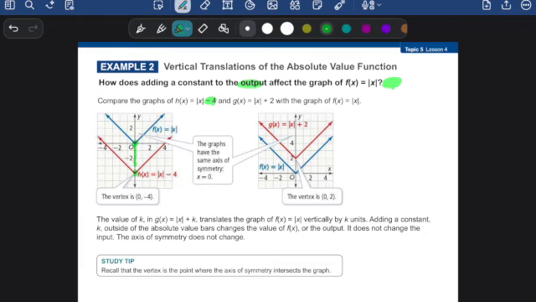Same with g of x. Now we're increasing it by 2. So the blue function is the parent function where we start at 0. When our input was 0, our output was 0. But with g of x, we add 2. So we've shifted the graph up. Remember, changes to the outside of the parentheses change the output. We are moving vertically up or down. If it's positive, we're going up. And if it's negative, we're going down that many units. The vertex stays on the same axis of symmetry. The axis of symmetry does not change. It's just moving up or down.